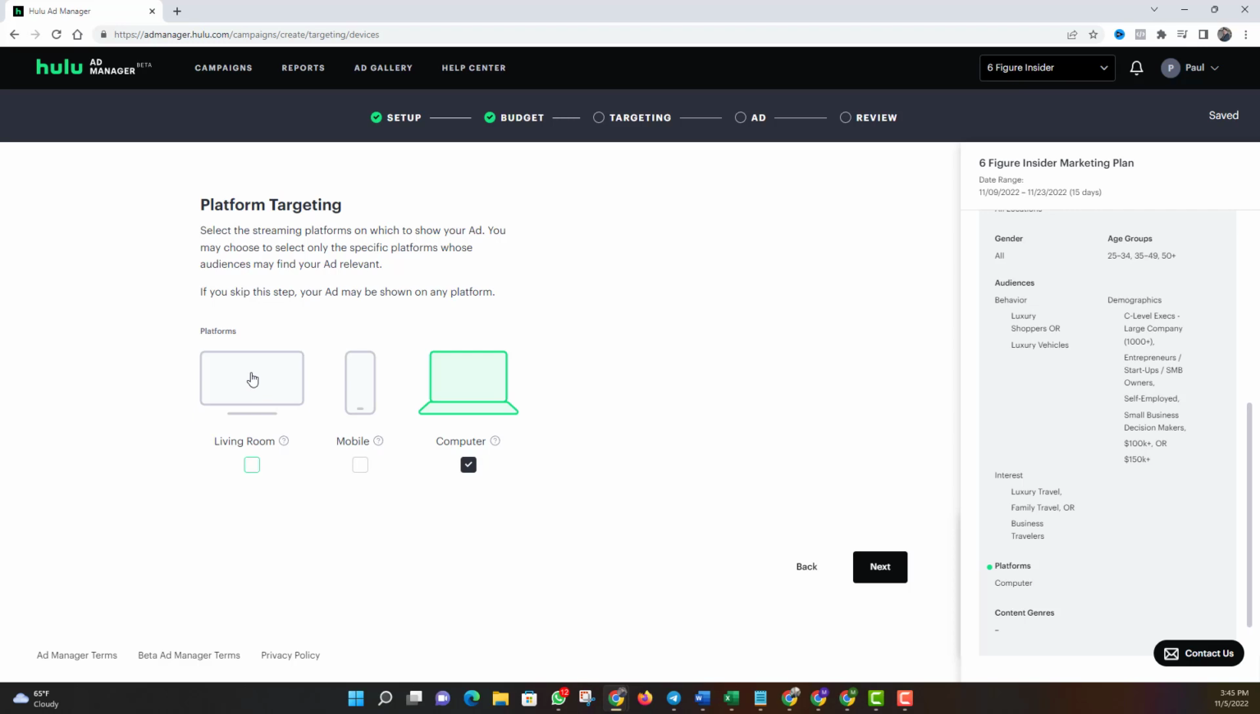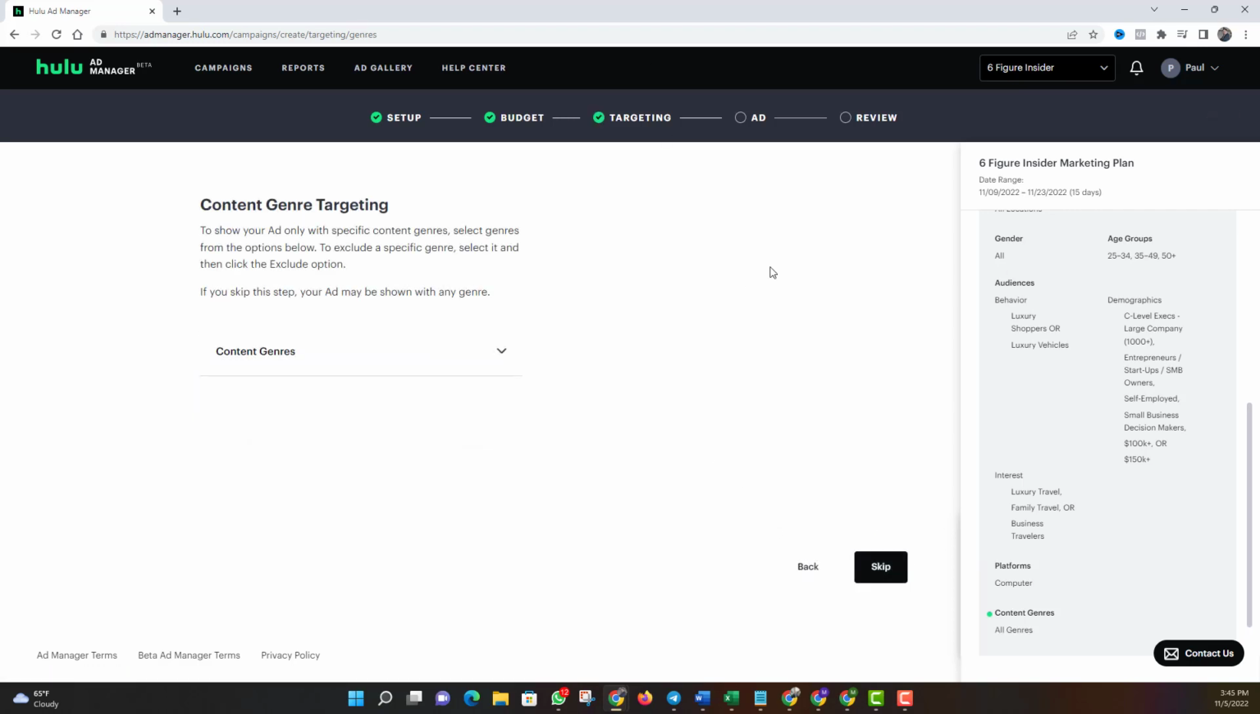I do like that they have this as an option, because I was curious how that's going to work with TV, because really with TV, it's more brand awareness. And I would rather people be at their computer so that they can click the link and then get what we have to offer in our ad. So I'm going to click on next for that.